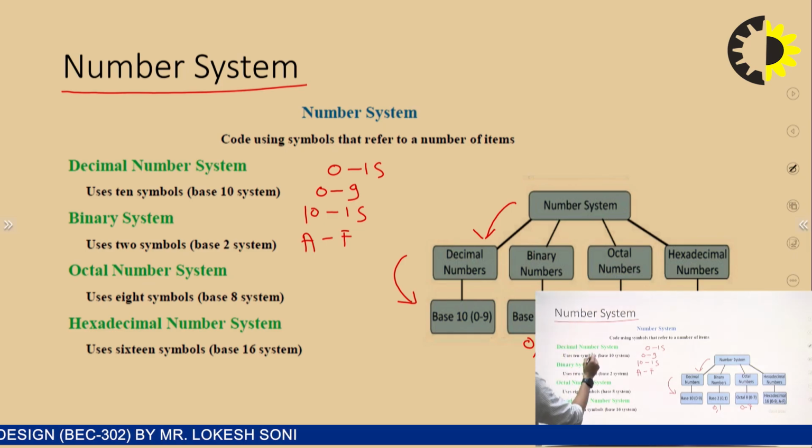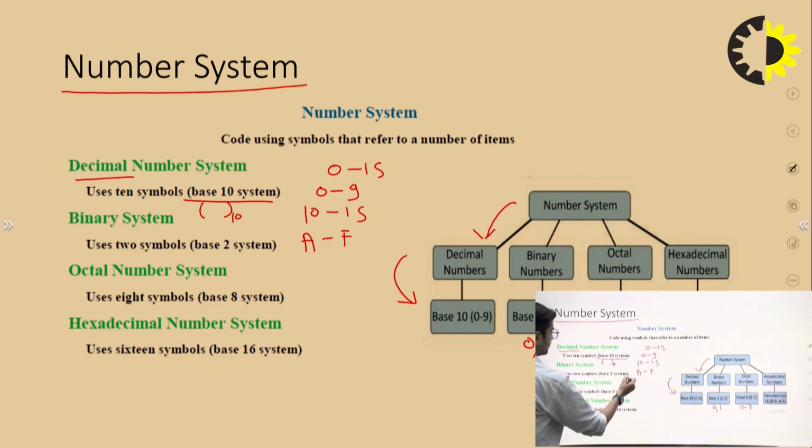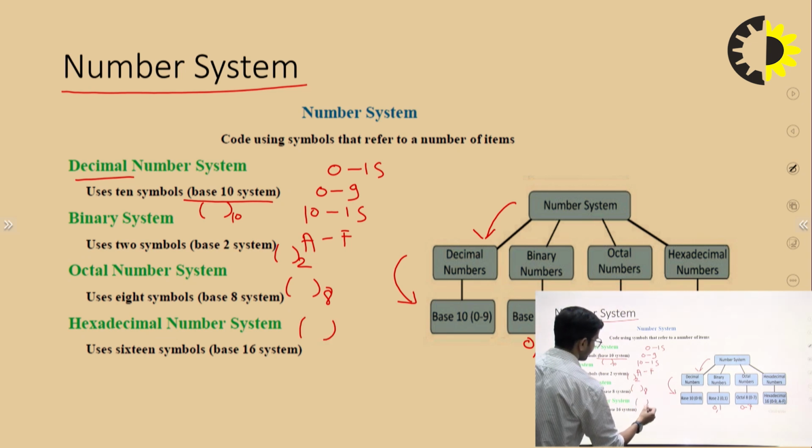In the decimal number system the base is 10 because it contains 10 digits, which is represented like this. For the binary system, the base is 2, which is represented like this. For the octal number system, the base is 8, so we can represent it like 8. For the hexadecimal number system, the base is 16.